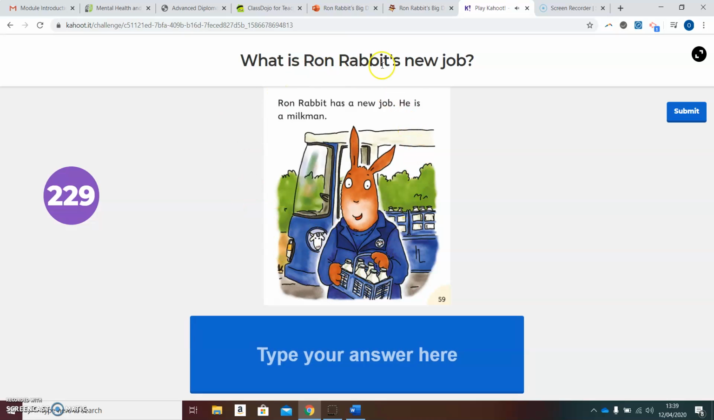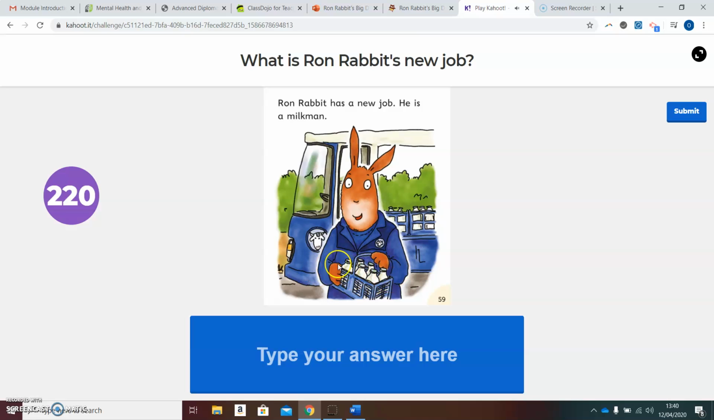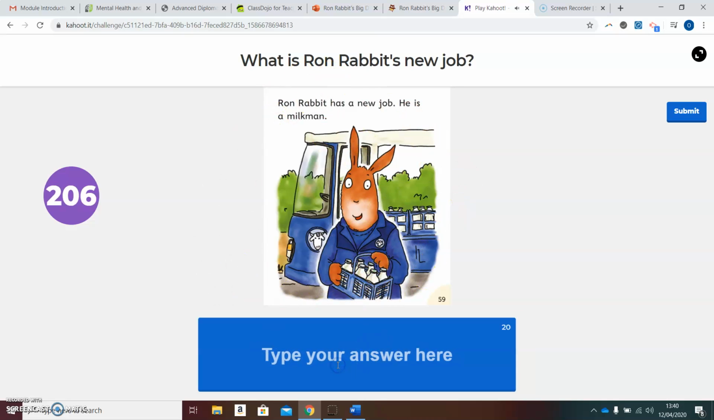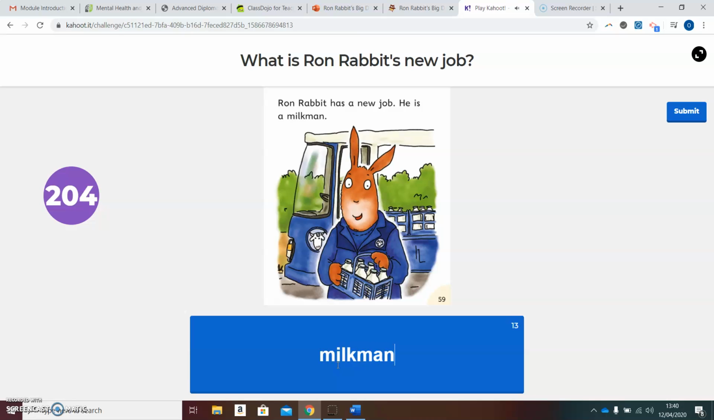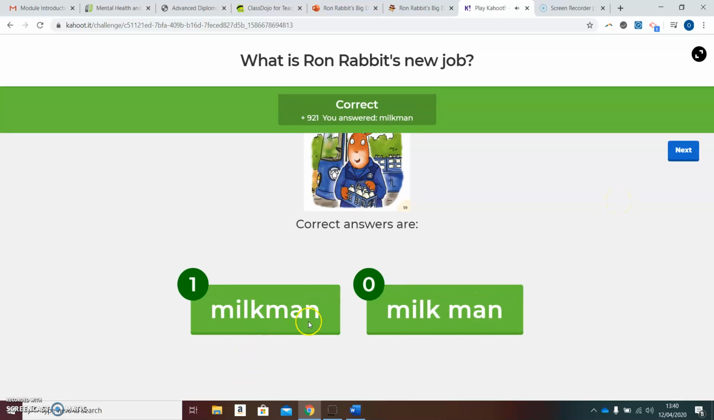Okay, let's have a look. Maybe the picture will give us a clue. He doesn't look like a doctor, so I know that's not his new job. Are there any clues? What's he holding in his hand? Milk. Let's see if I can find anything that says the word milk. Milkman. That's his new job. So when I found the answer in the text, I'm going to type in here, milkman, and I'm going to press submit. Did I get it right? I did. I got it right.